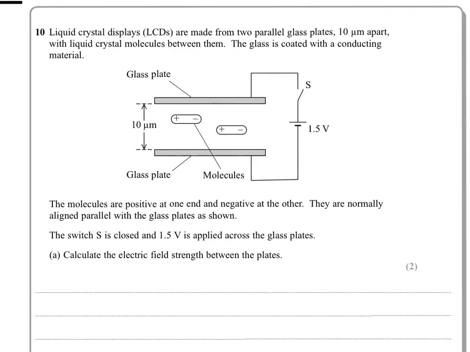Question 10 shows us this liquid crystal display and explains that they're made up of two parallel glass plates 10 micrometers apart with liquid crystal molecules between them. The glass is coated with a conducting material. The molecules are positive at one end and negative at the other end. They are normally aligned parallel to the glass plates as shown. Switch S is closed and 1.5 volts is applied across the glass plates. Calculate the electric field strength.